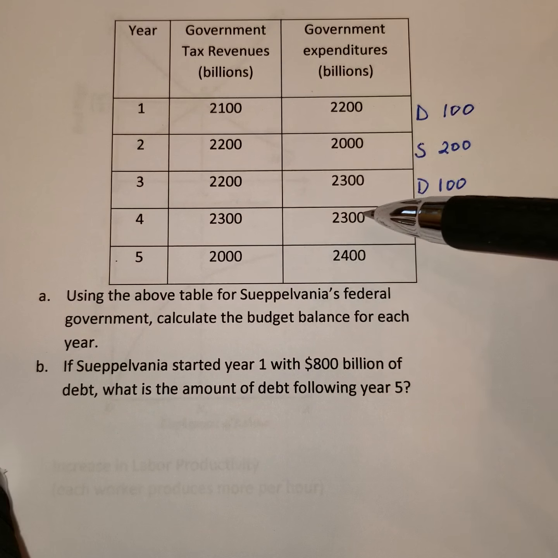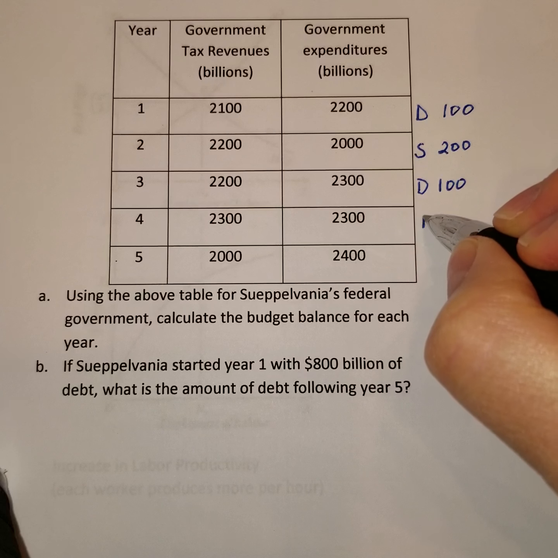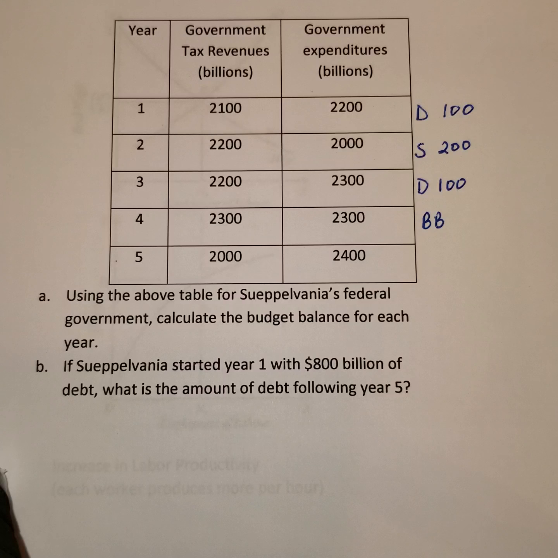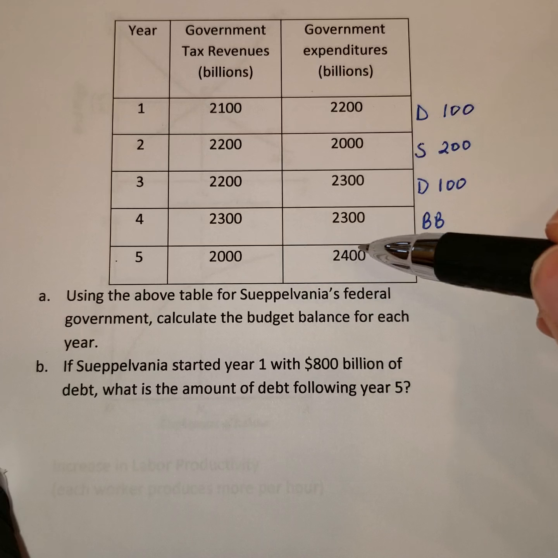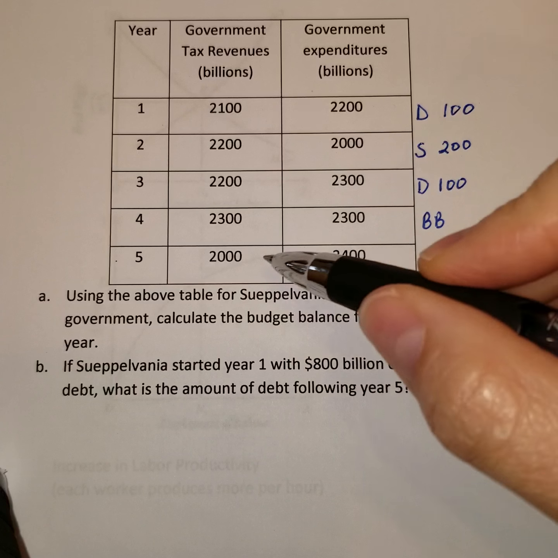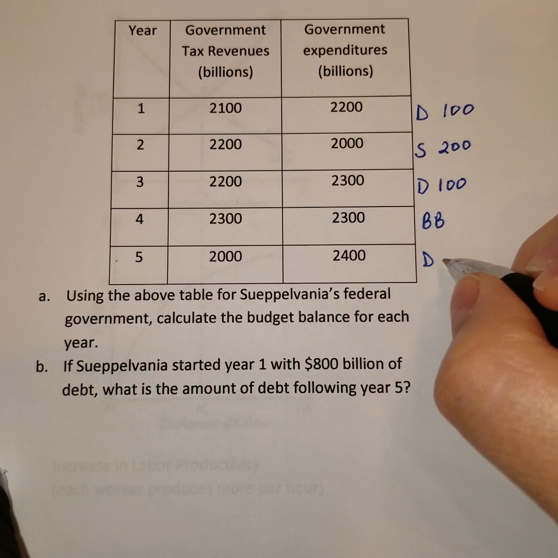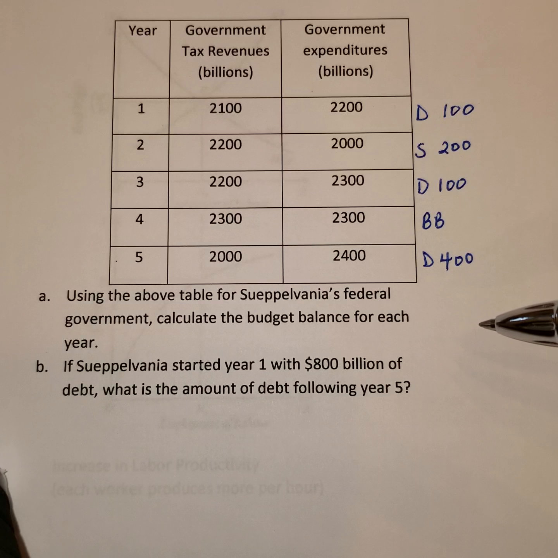In year four, the revenues and the expenditures are the same. So now we have a balanced budget. And in the last year here we have revenues of 2,000 and expenditures of 2,400. So expenditures are greater than revenues. We have a deficit. The magnitude is just the difference between the two. That's going to be 400. So that's how we calculate the budget balance.